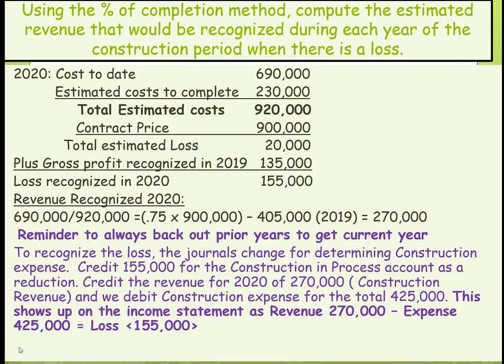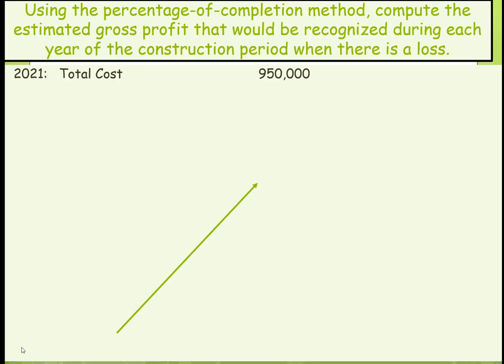Now, to recognize the loss, the journal entry for determining construction expense. We're going to credit $155,000 for construction in process account as a reduction, credit the revenue for 2020 of $270, and we debit construction expense by $425. This shows up on the income statement as revenue $270 minus expenses of $425 gives us our loss of $155. Now we're going to go to the next year.